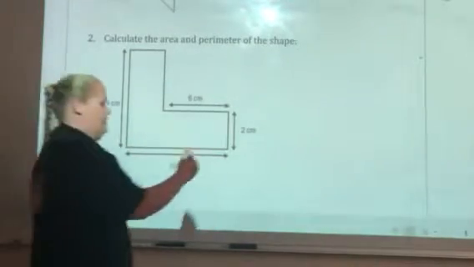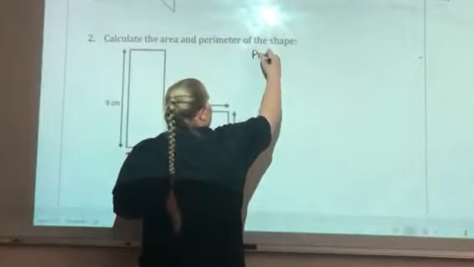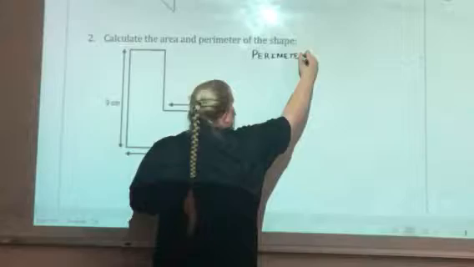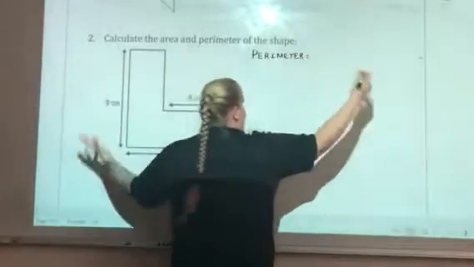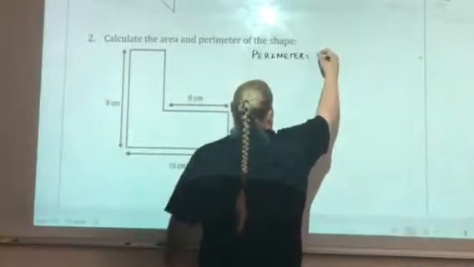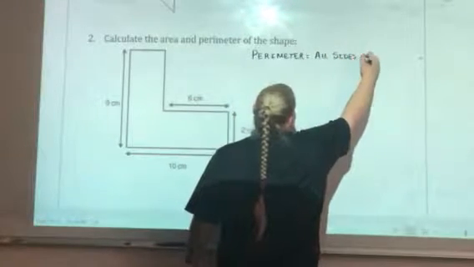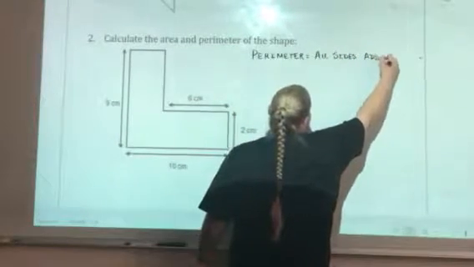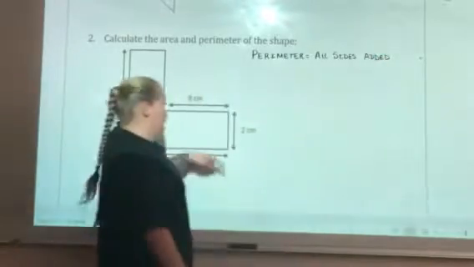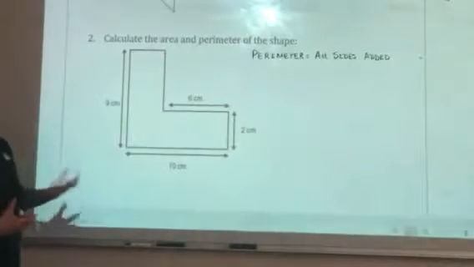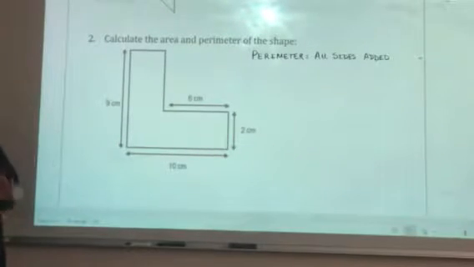Now, perimeter is all sides, the length of all sides added together. Because the perimeter is the distance around the shape. So all we have to do is figure out the length of all of these sides, add them together, and we will have the perimeter.